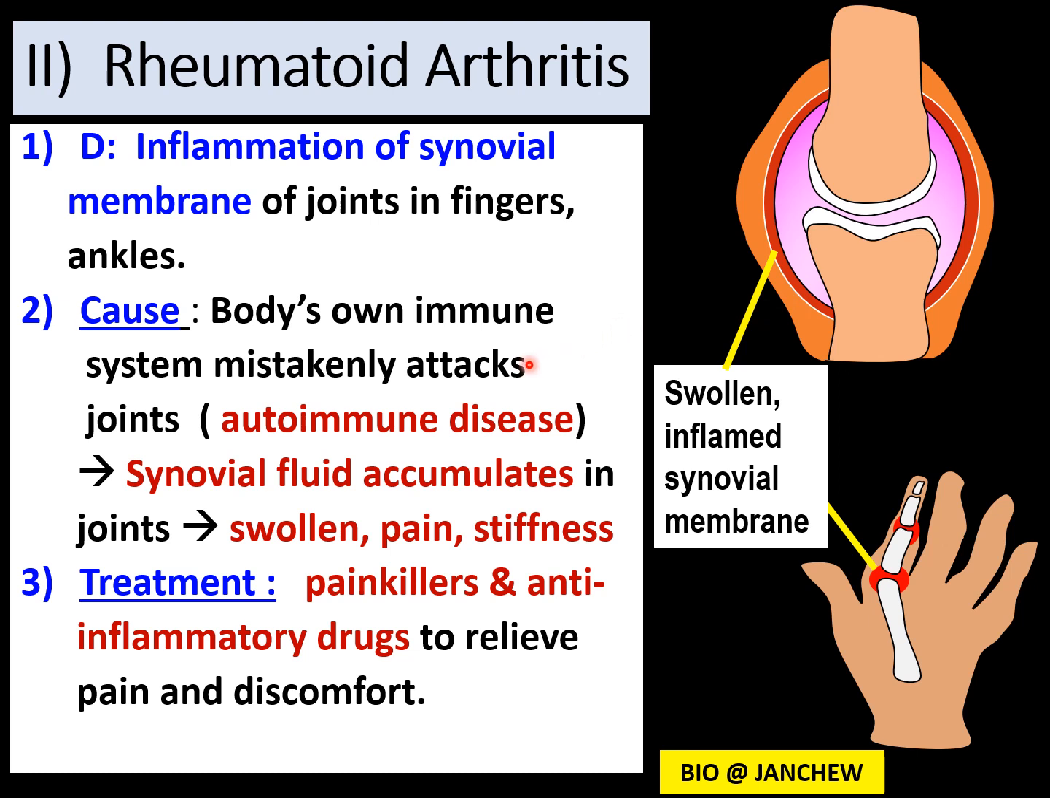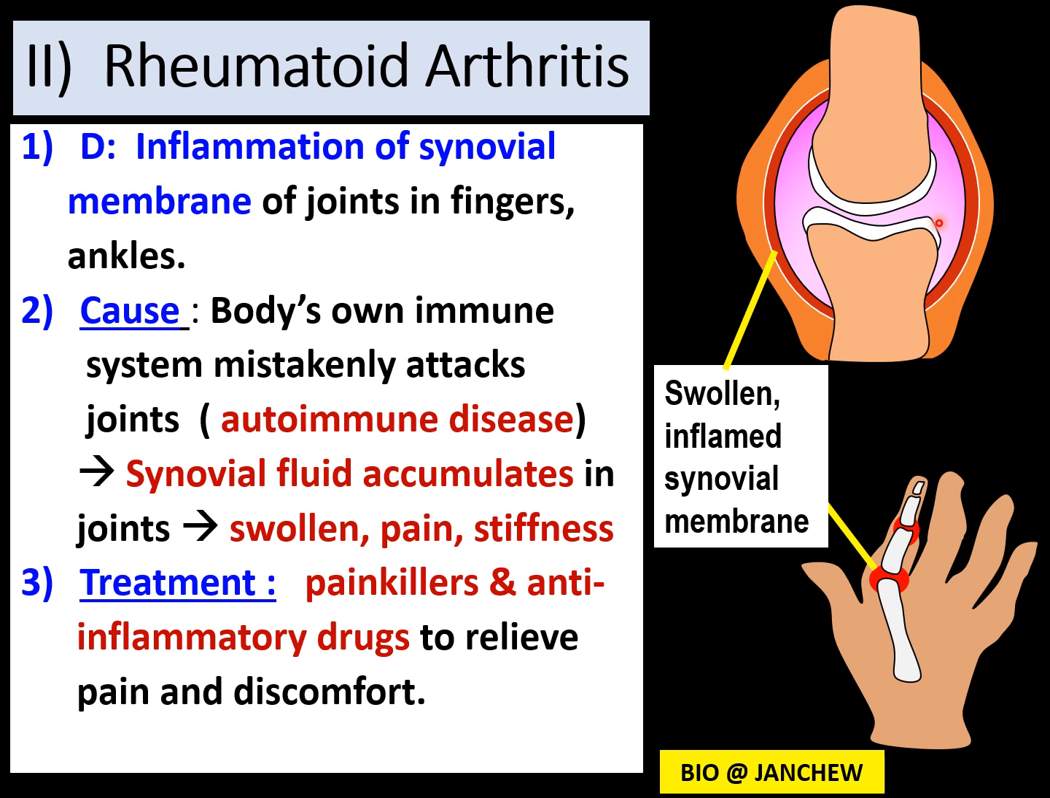So this is because the body's own immune system mistakenly attacked the joint and the synovial membrane. This is called an autoimmune disease, and not much is known about why it suddenly attacks the joints. Okay, so the synovial fluid will accumulate in the joints here, and this will cause the joint to swell up, becoming painful and stiff. That means it can't function well, especially for when somebody needs to move the fingers.